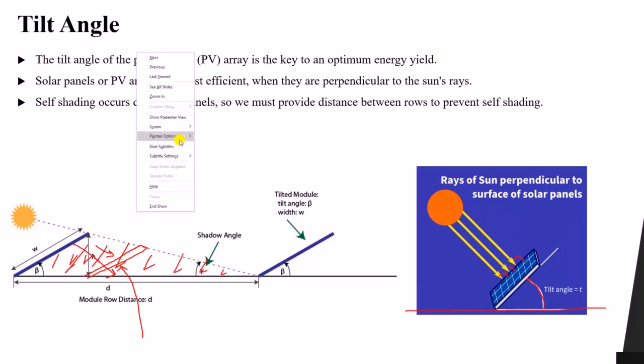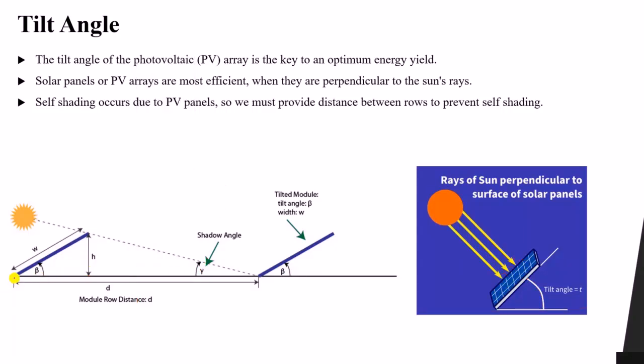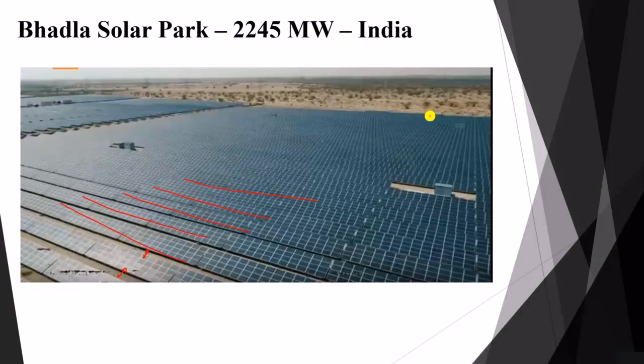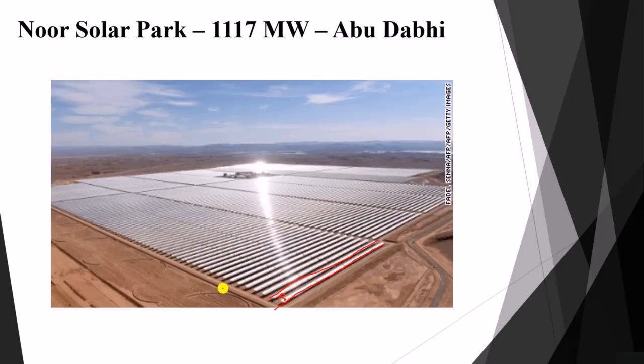So what are we going to do? Simply, we are going to provide distance between each row. We provide distance between rows to prevent the self-shading. If you get back here, that's what I'm talking about. You can see that this panel is slightly inclined from the ground or the horizontal line by the tilt angle. So we provide distance between these two rows in order to prevent the shadow of this row from coming on this panel, to prevent the self-shading effect.